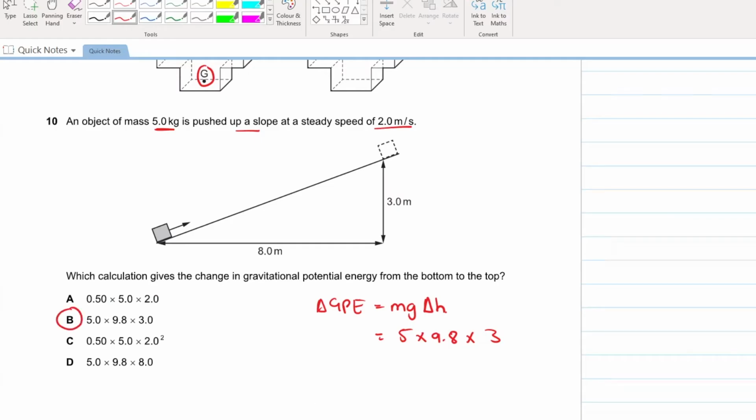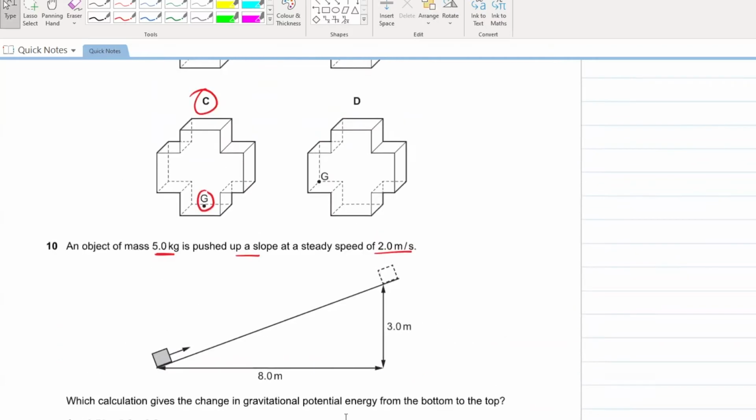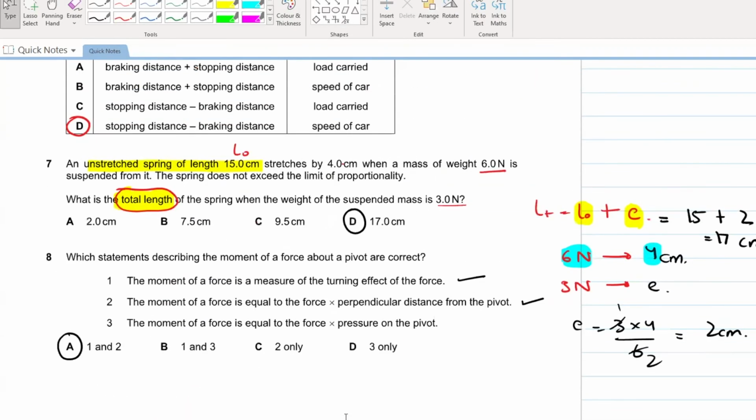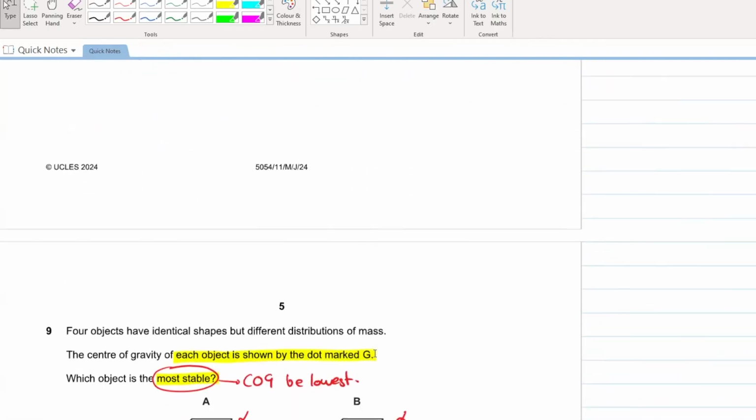B is your answer. Any questions in the first 10 MCQs, brother? We will continue further in the next class. Any ambiguities in the first 10 questions?